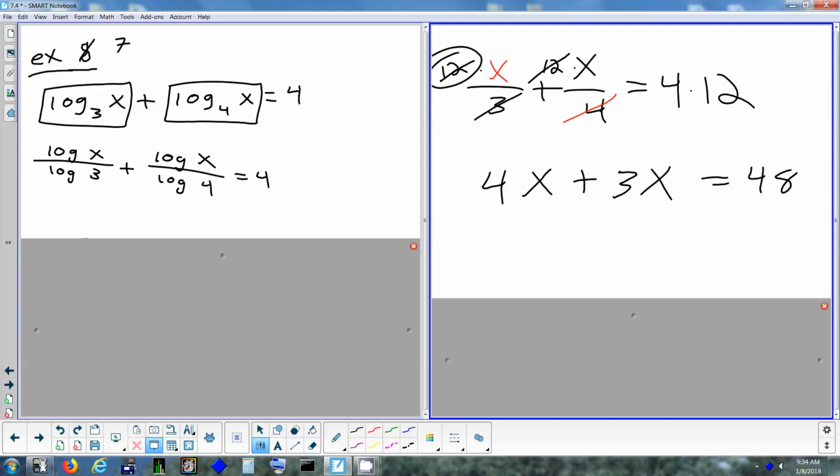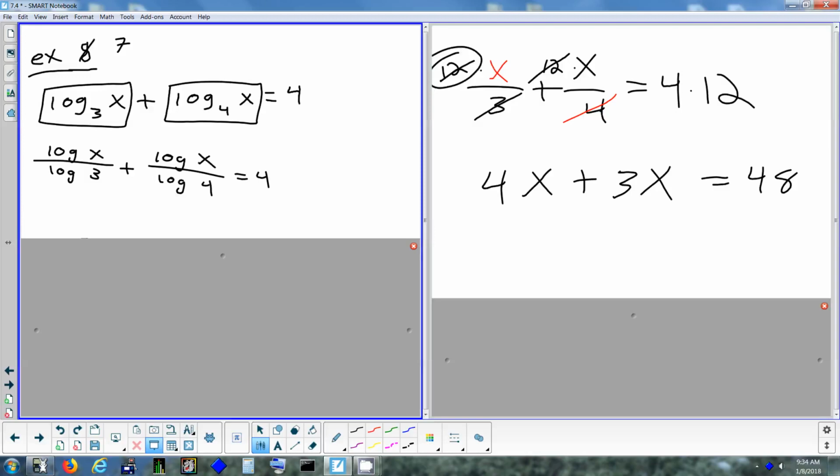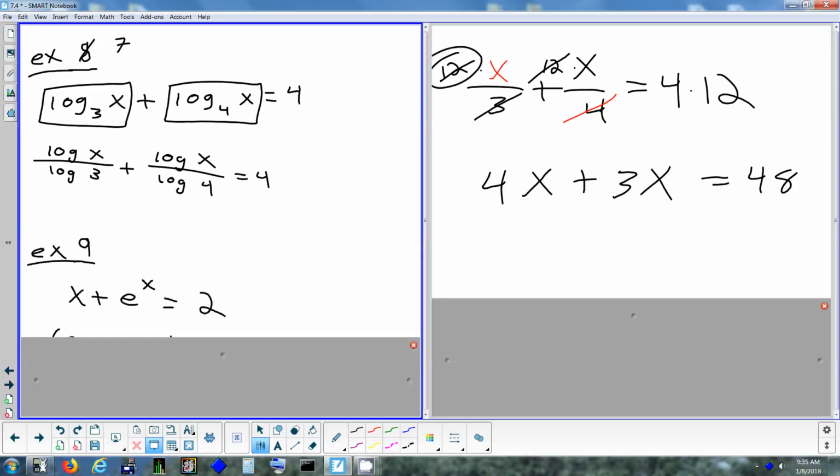All I want you to be able to recognize in this problem is that the bases are different, and you cannot just combine them the way they are. That's all I want you to know. Okay? Any questions on why you can't combine them? All right. Let's look at that one.